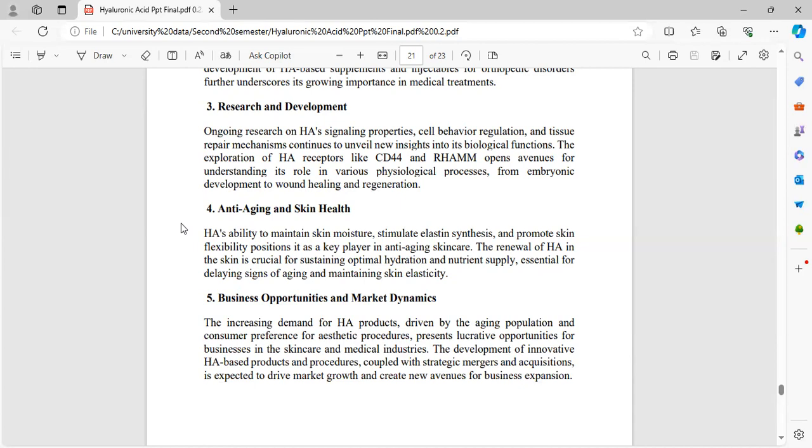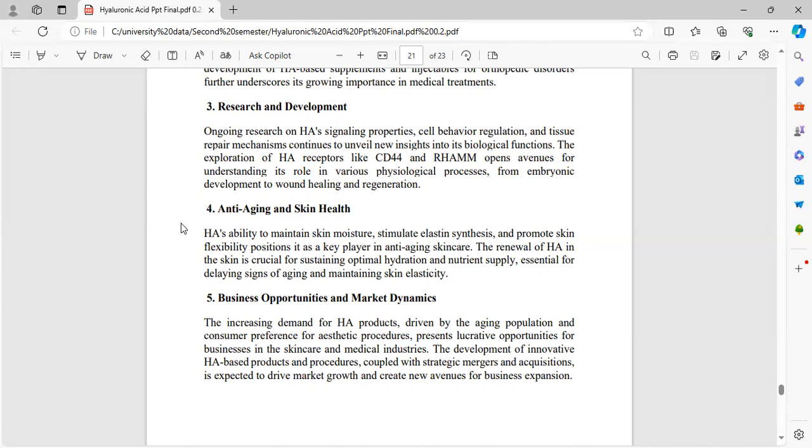The fourth one is anti-aging and skincare. Hyaluronic acid's ability to maintain skin moisture, stimulate elastin synthesis, and promote skin flexibility positions it as a key player in anti-aging skincare. The renewal of hyaluronic acid in the skin is crucial for sustaining optimal hydration and nutrient supply, essential for delaying signs of aging and maintaining skin elasticity.